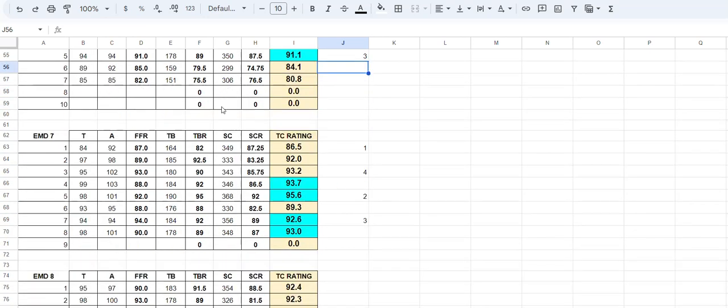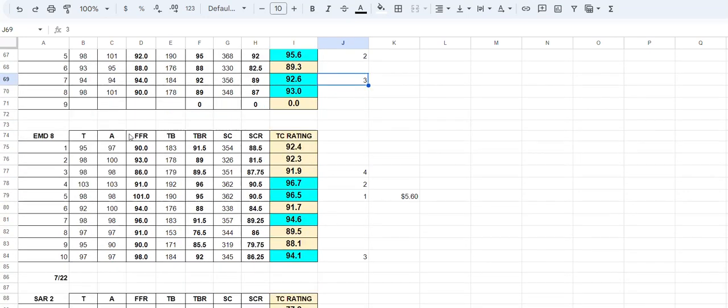We look at Emerald Downs 7. We did not have the winner. Okay, the 1 horse won the race. Came out to an 86.5. We had the 2nd and 3rd place, 95.6, 92.6. Emerald 8. We had a $5.60 winner here. And that was the 2nd choice in the TC rating. And the 1st choice actually ended up coming in 2nd in the exacta.